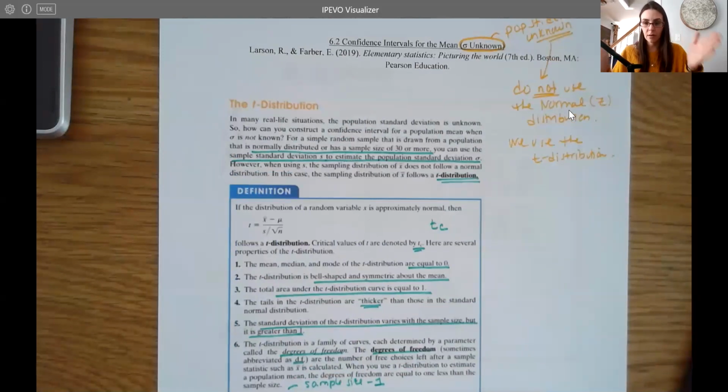Most of them are set by section. When you're doing the 6.1 homework, the questions are going to be all normal. When you're doing the 6.2 homework, they're in general going to be the t-distribution, but there are a couple, in the middle or at the end, where they do ask you which one you're supposed to use. So you want to be careful there and decide: is sigma known or is sigma unknown? That's going to help you make your choice.